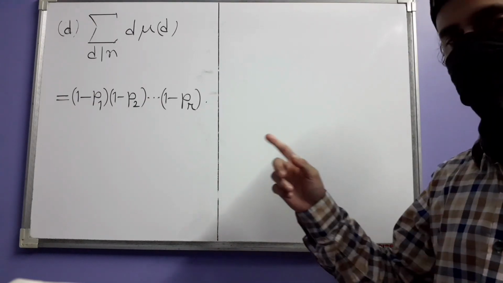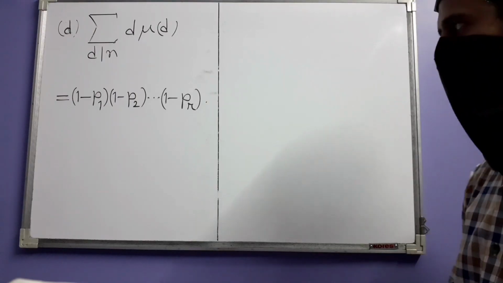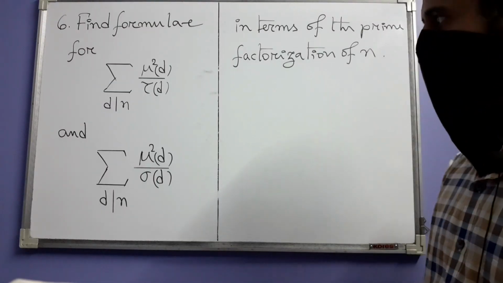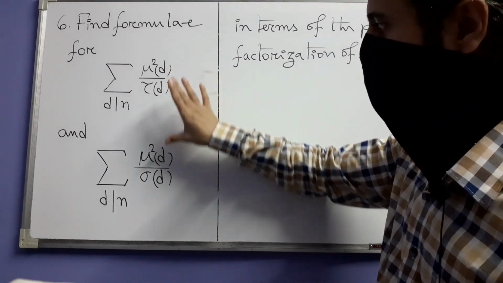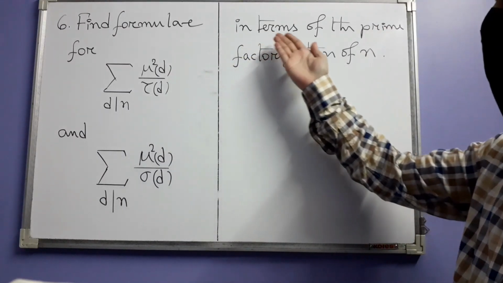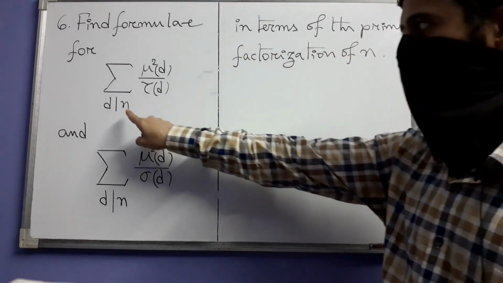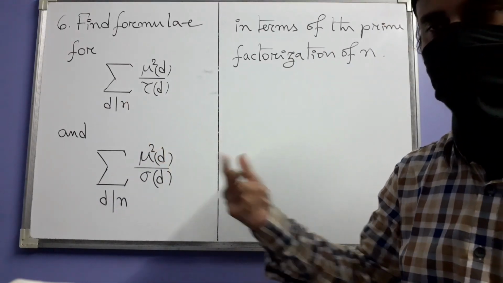Let us instead see next the sixth one. So next we have number 6, where we have to find formulae for this sum and this sum in terms of the prime factorization of n. So let us see what the sums are.